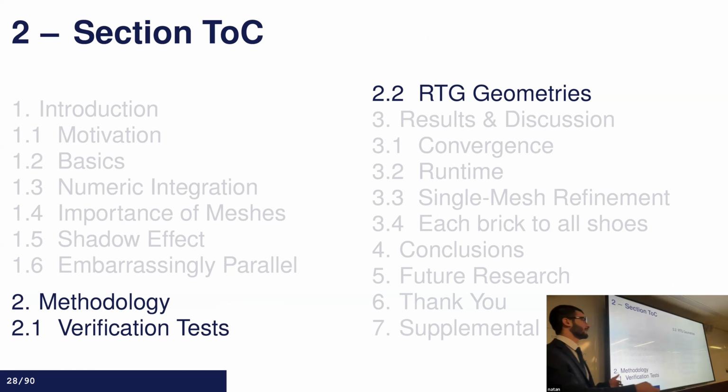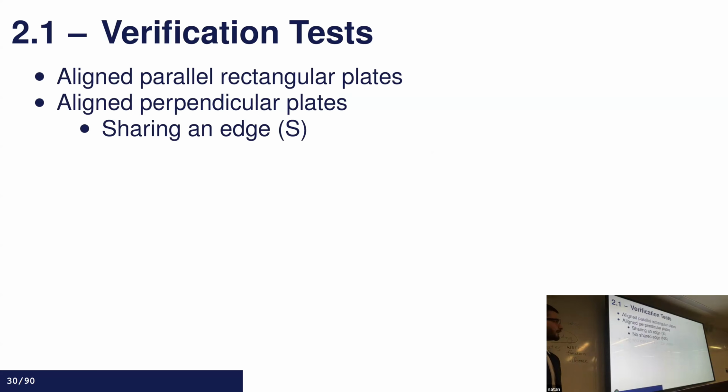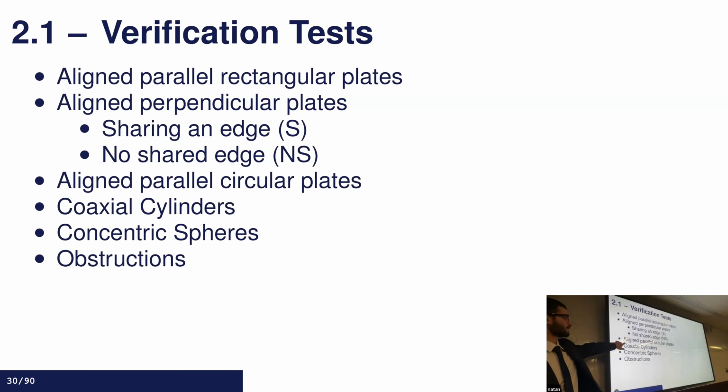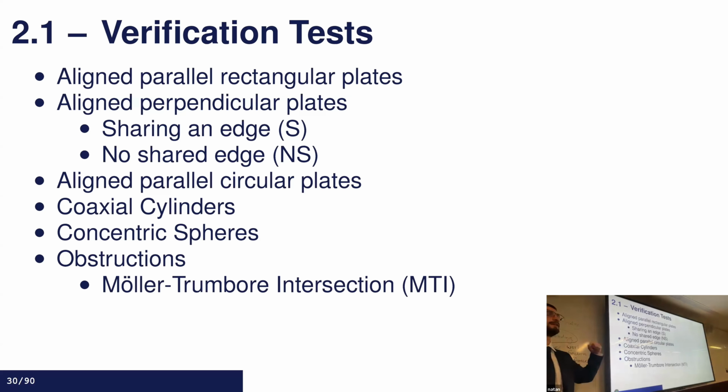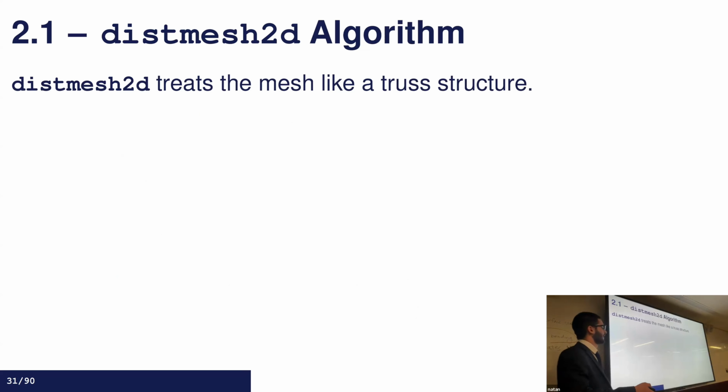How does all of this happen? First of all, the verification tests themselves, we have a bunch of them. Parallel plates, perpendicular plates that share an edge, circular plates, cylinders, spheres, and obstructions, where I'll test both the naive implementation of checking every triangle and using the bounding volume hierarchy. And so if we take a look at making these meshes, for some of them I use this thing called the DistMesh 2D algorithm.